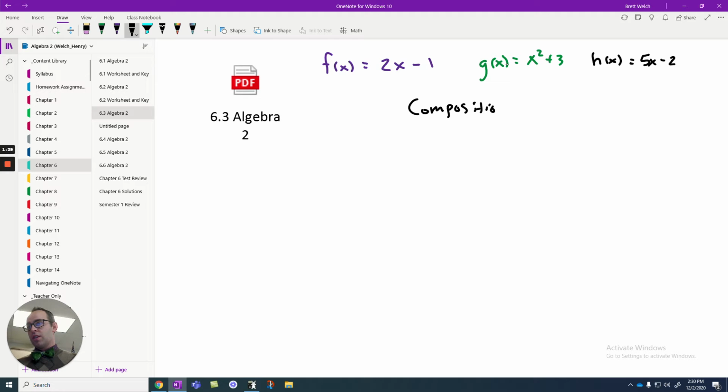A composition is a building of a new function. The way we build these functions is by embedding one function inside of another and doing that kind of calculation. So the first thing I want to look at is f of g of 3. Okay? So I'm going to give you a number here. This is what I call type 1 because we have a number.